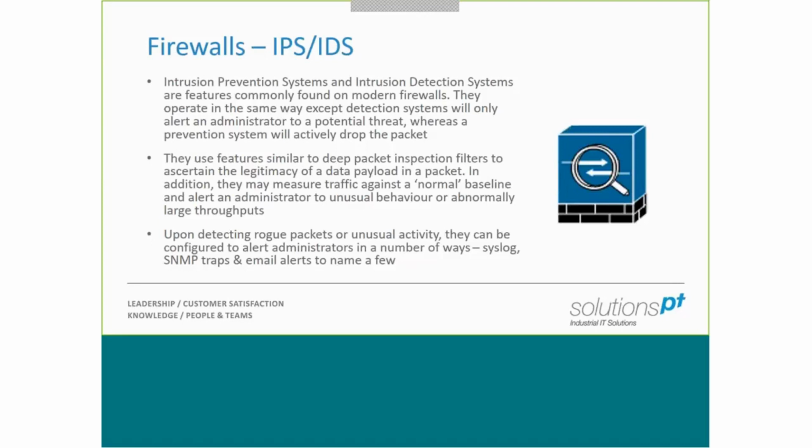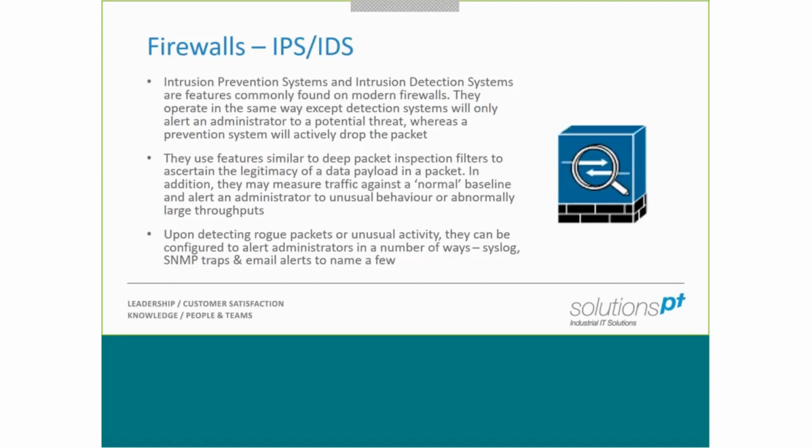And obviously with an IDS system, they will alert a user. They may email a network administrator or send you a text or something like that and say, you know, there could be some potential malicious activity going on here. And obviously a prevention system will just actively start making a decision on whether it should allow or drop packets.